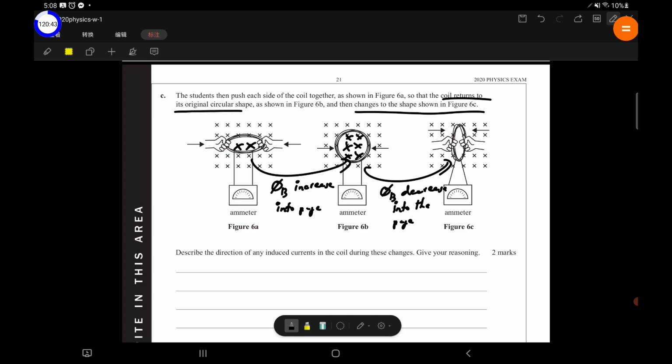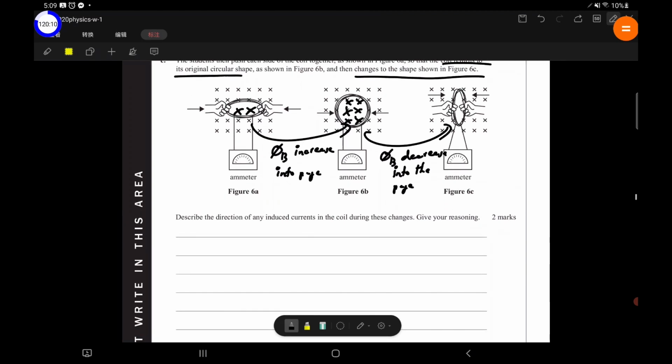All right, so because of this increase and decrease, you should be able to judge, without using Lenz's law over and over again, that the induced current will change. It will flip direction from one transition to the other. So before, our induced current might be anti-clockwise, and then it's going to go clockwise from figure 6b to 6c. And so that's essentially what this question is testing on, the idea that current is dependent on change in flux.